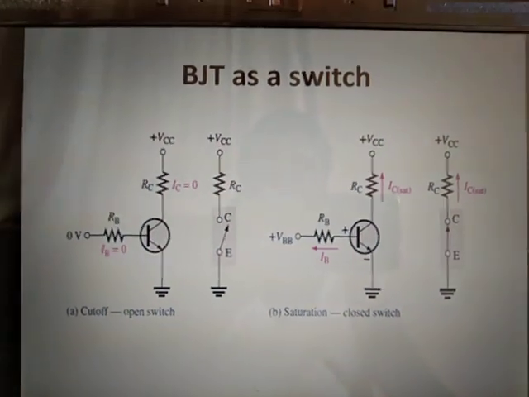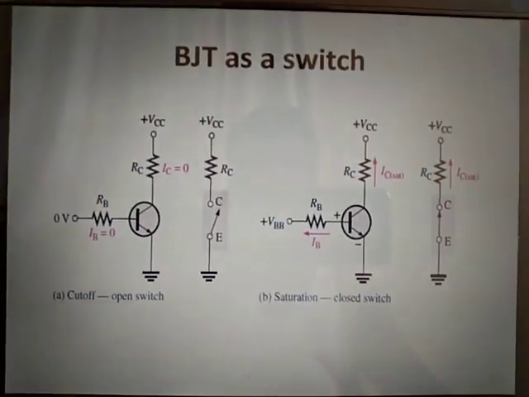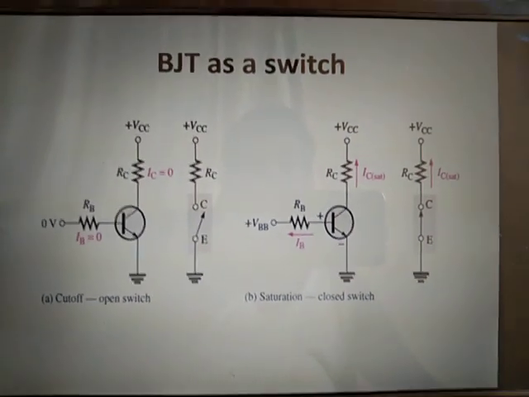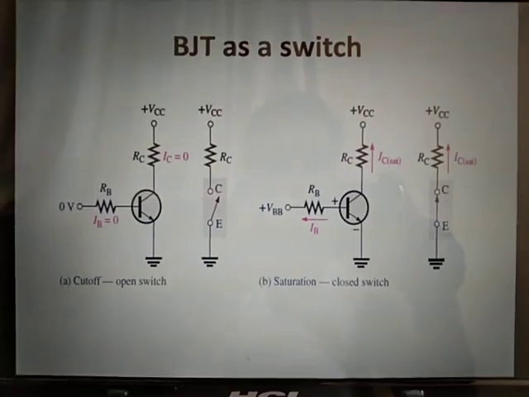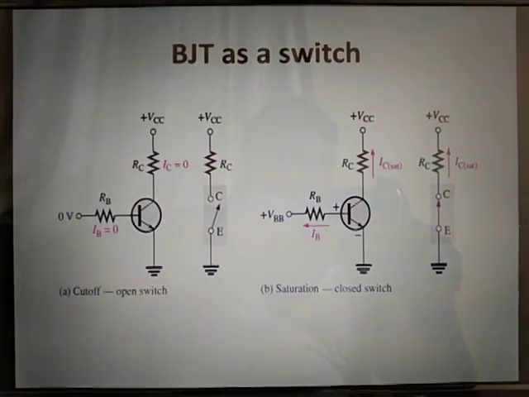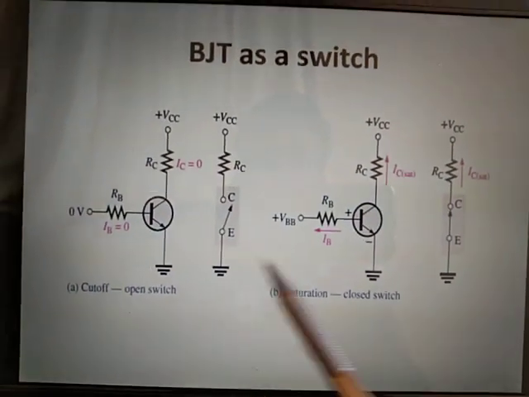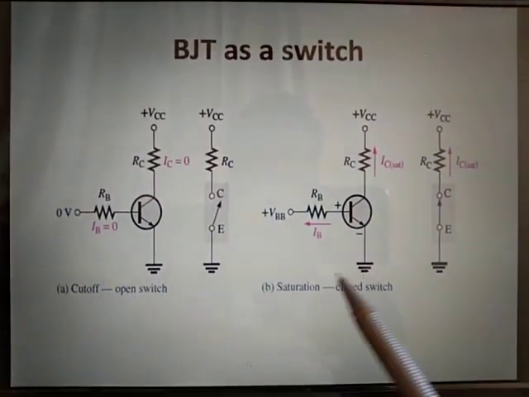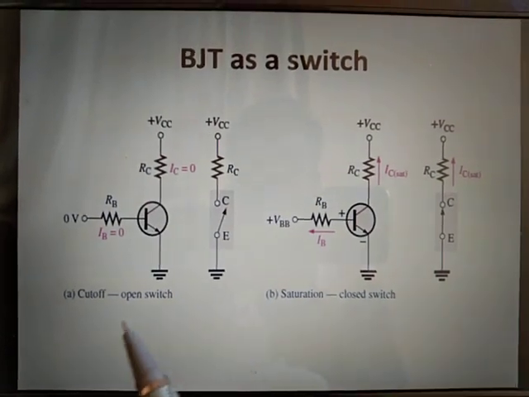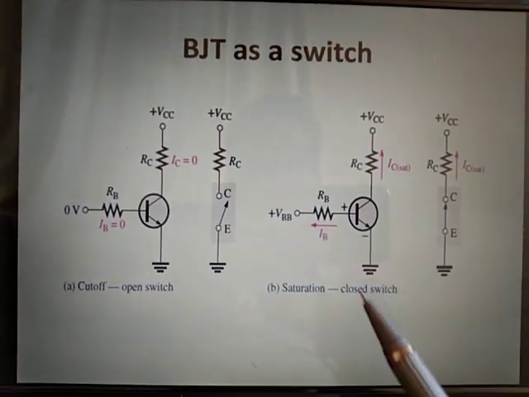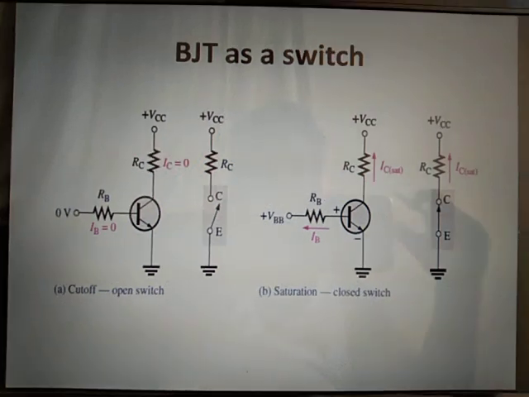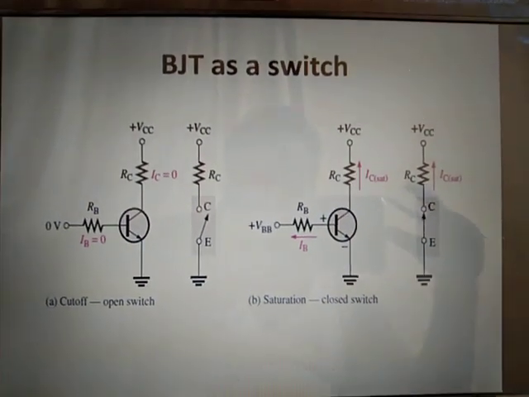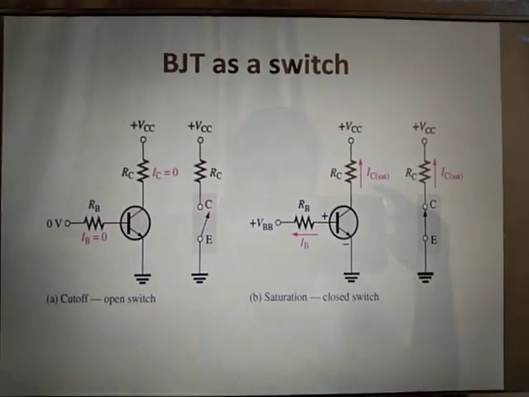Next, switch. In this, the BJT, bipolar junction transistor, as a switch. How is the BJT used as a switch? There are two parts. One is the cutoff, one is the saturation. Cutoff is an open switch, saturation is a closed switch. Switch means on off button. When it is on, current will be flowing. When it is off, current is not flowing.